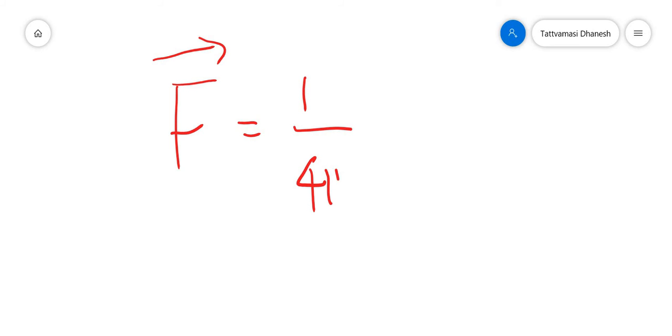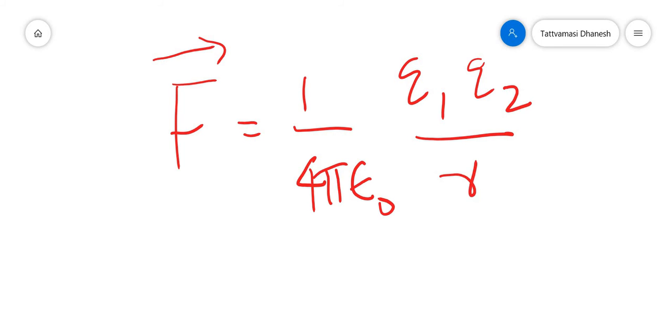See, if you are writing Coulomb's law in vector form, you will write it like this: vector F is equal to 1 by 4 pi epsilon 0 into Q1 Q2 divided by R square into R cap. Cap denotes unit vector. I cap is the unit vector along the x-axis. J cap is the unit vector along the y-axis, and k cap is the unit vector along the z-axis. See, all these aspects you are familiar with.